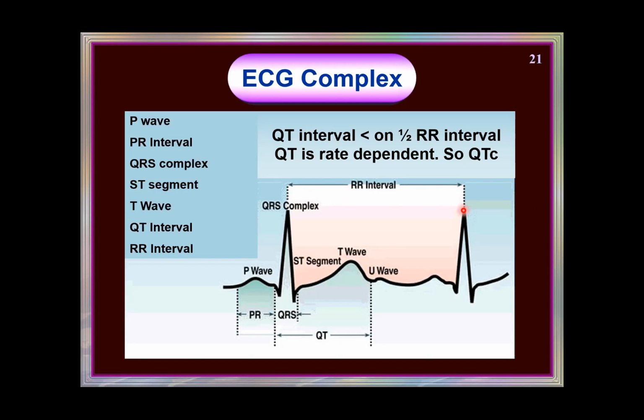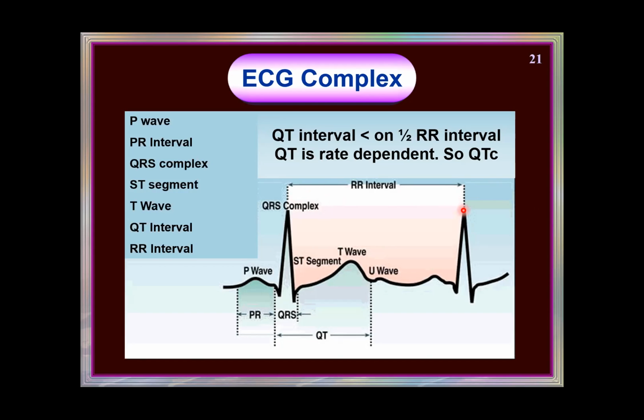0.8 seconds. Half of that is 0.4 seconds. So if the RR interval is usually 0.8, the QT interval will usually be 0.4 seconds or less.